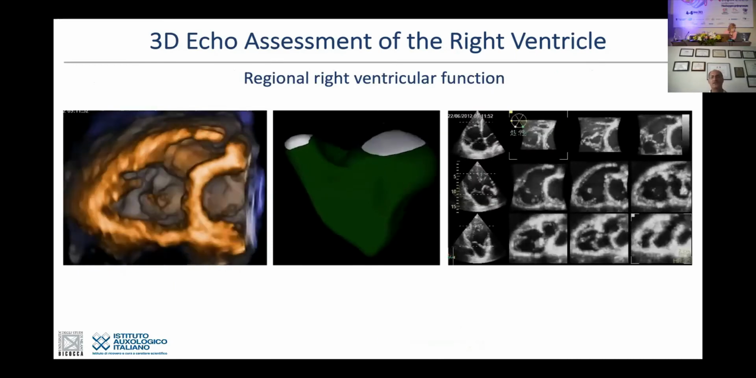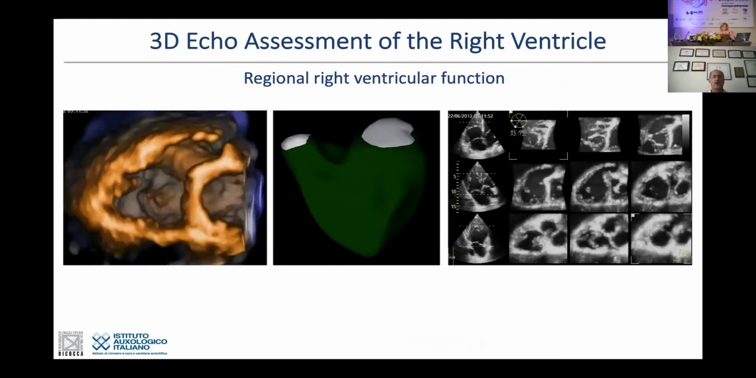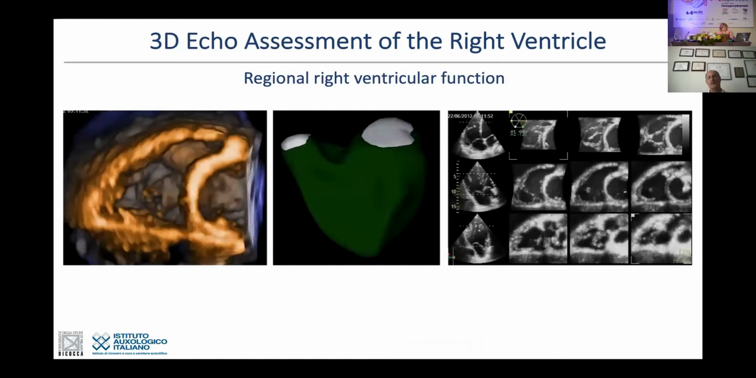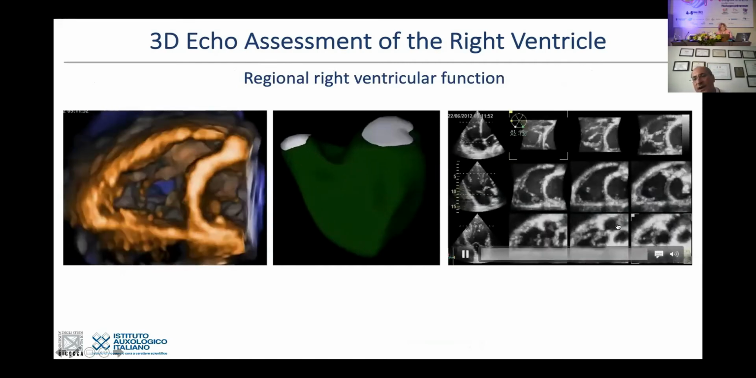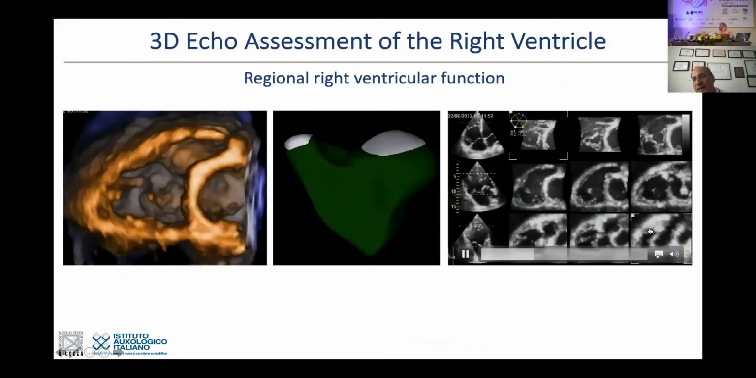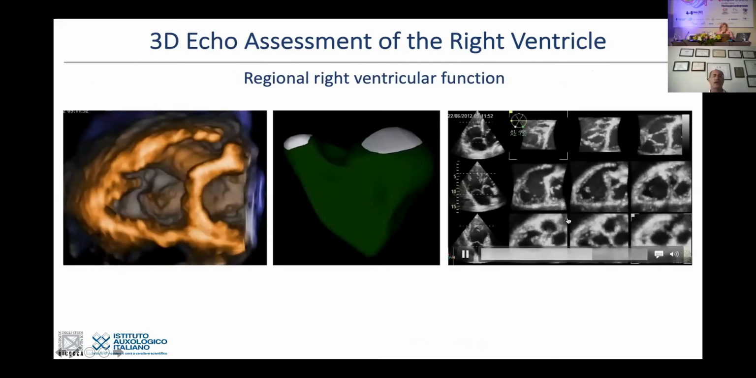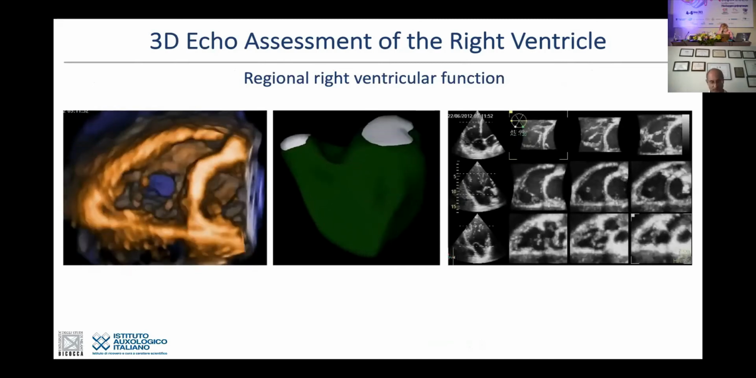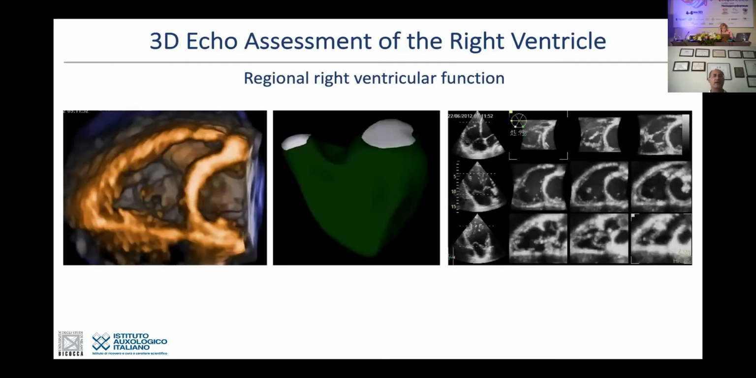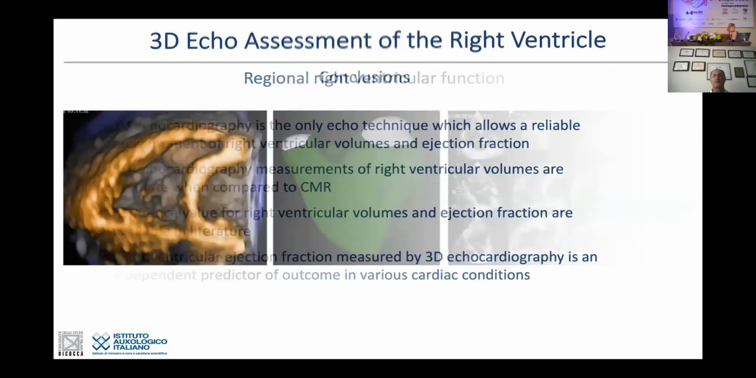I wanted to finish just to remind you that it's not only global function, but we can also use the 3D echo, and particularly the multi-slice, that provides a detailed analysis of the different regions of the right ventricle, from the tricuspid valve to the apex, to look at the regional wall motion. And when we started to do that systematically, particularly in patients with acute inferior myocardial infarction, we have seen that the involvement of the right ventricle is much more frequent than thought before.